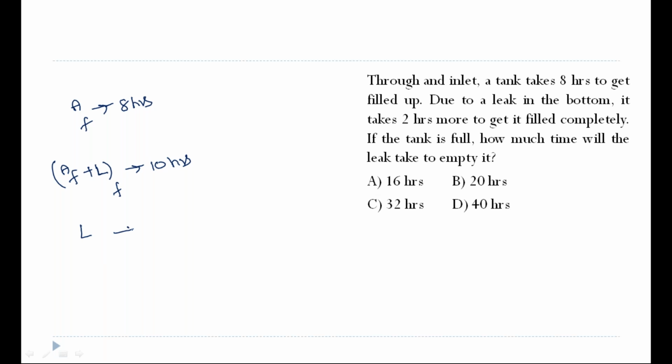Leakage alone. What's the purpose of leakage? It will empty the tank. What's the time taken by leakage to empty the tank? The purpose of leakage is emptying the tank only, right? What's the time taken by leakage alone to empty the tank?